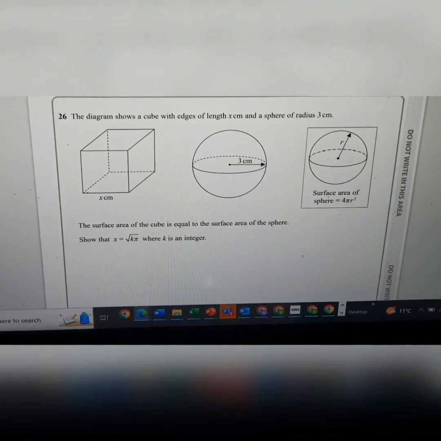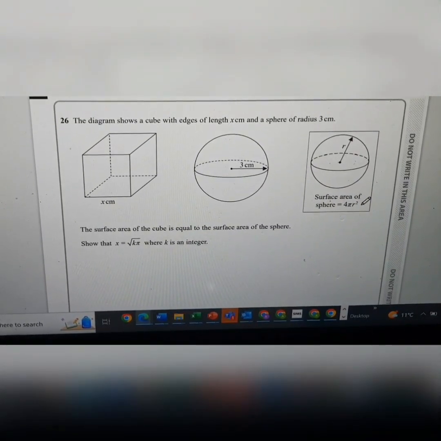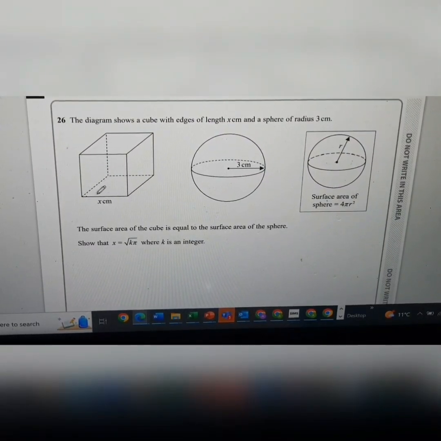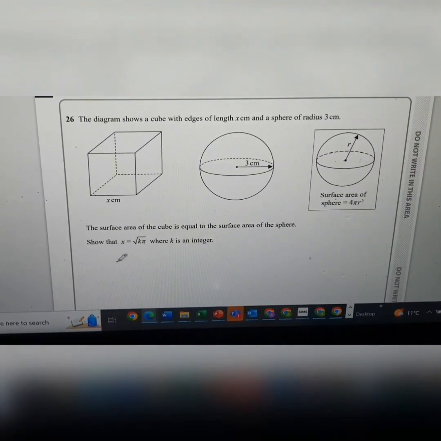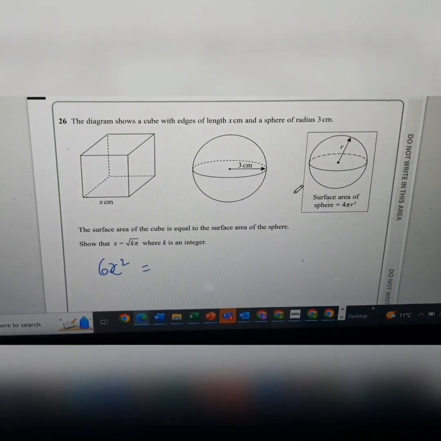The diagram shows a cube with edges of length x centimeters and a sphere of radius 3 centimeters. The surface area of the cube is equal to the surface area of the sphere. Show that x equals the square root of k pi, where k is an integer. So it's given the surface area of this sphere as 4 pi r squared. The surface area of the cube is going to be the area of the face times 6, so x squared times 6. So 6x squared is equal to 4 pi r squared.